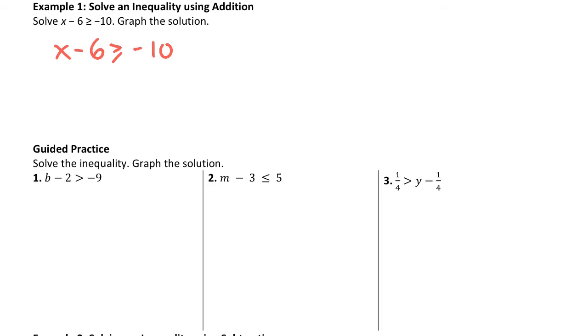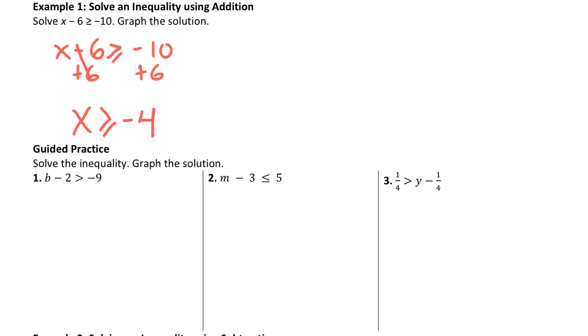Solving an inequality is very similar to solving an equation. We are trying to isolate x, meaning we would need to eliminate negative 6 from that side of the inequality. The way I would eliminate that negative 6 is I would add 6 to both sides, because I am undoing that subtraction, okay? So I'm adding 6 to both sides. So my solution looks like this. X is greater than or equal to negative 4, okay?